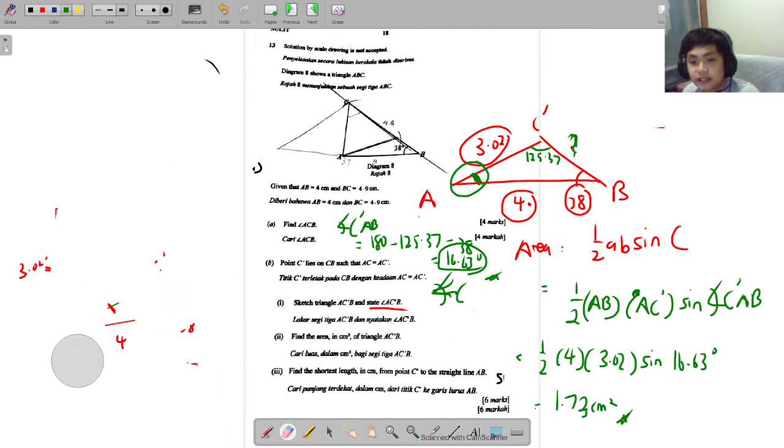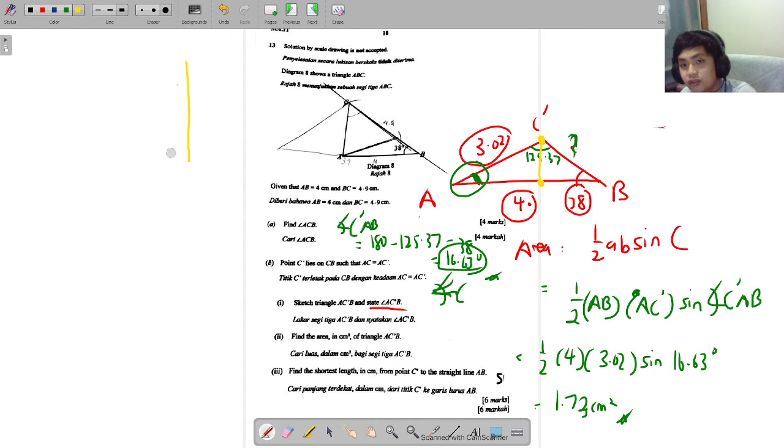Next, find the shortest length in cm from C prime to the straight line AB. The shortest length always refers to the perpendicular distance. So when I talk about perpendicular distance, I'm looking from here till about here, right? So I'm actually creating a right angle triangle here, where this is A, C prime, and this is B from earlier. I already know this length 3.02, and I know this angle that I found just now, which is 16.63. Since I have this, I can just use trigonometry to find out what this length is.